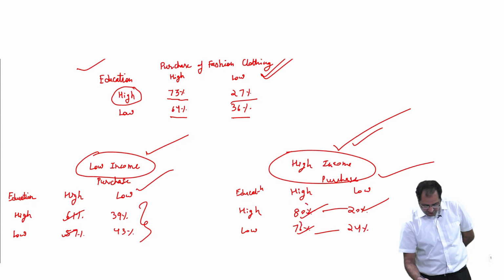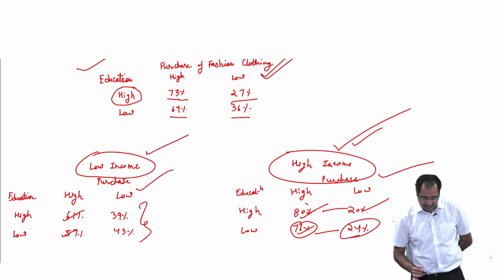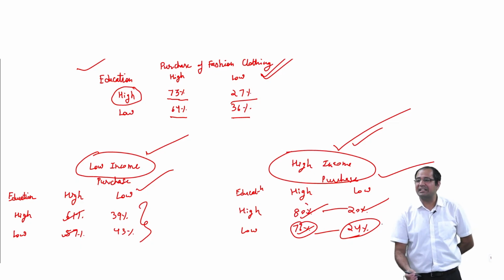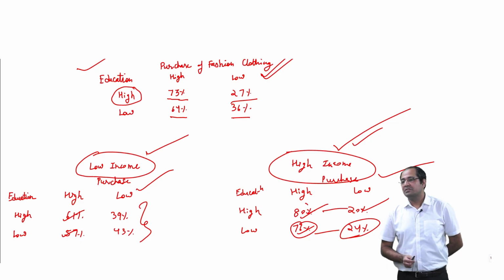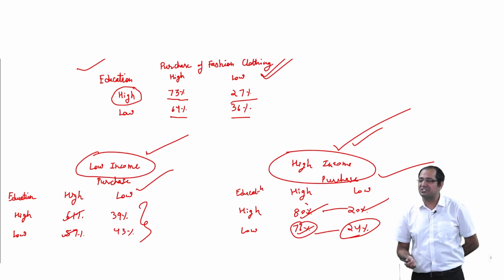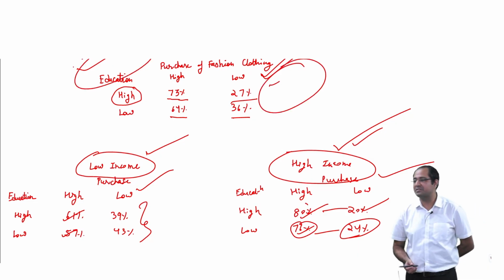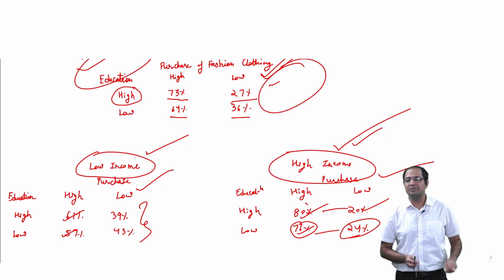And for low education, it is high income, high purchase is 76% and low purchase is 24%. So what is getting as a stark difference from the top one is when income is introduced as another extraneous variable, the relationship originally proposed here would change substantially. So that is what happens.